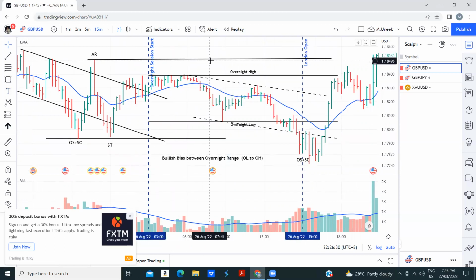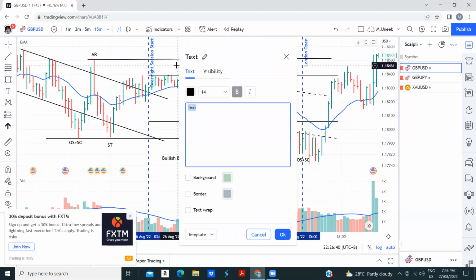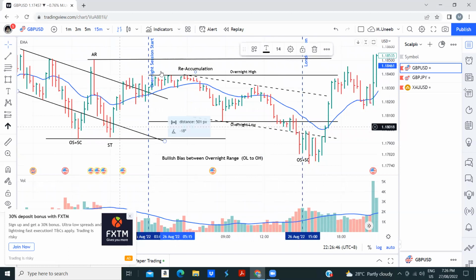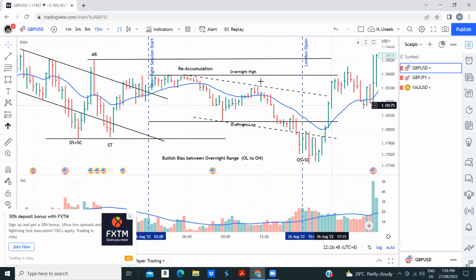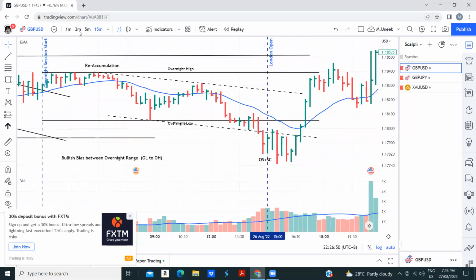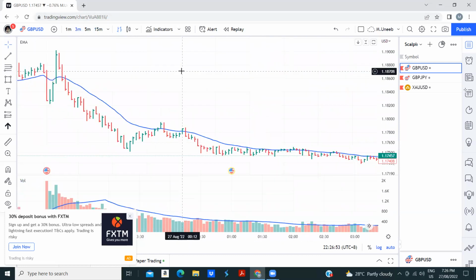Now, after secondary test, the price is going up. So this kind of structure between overnight high and low is actually reaccumulation. Am I right? Yeah. Right, makes sense, right? This is the reaccumulation here. Now we are in the reaccumulation range. All right, now what happens?